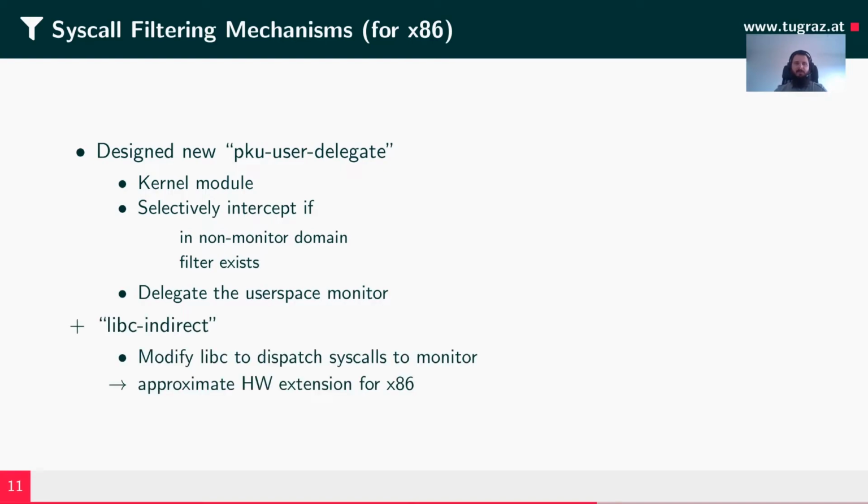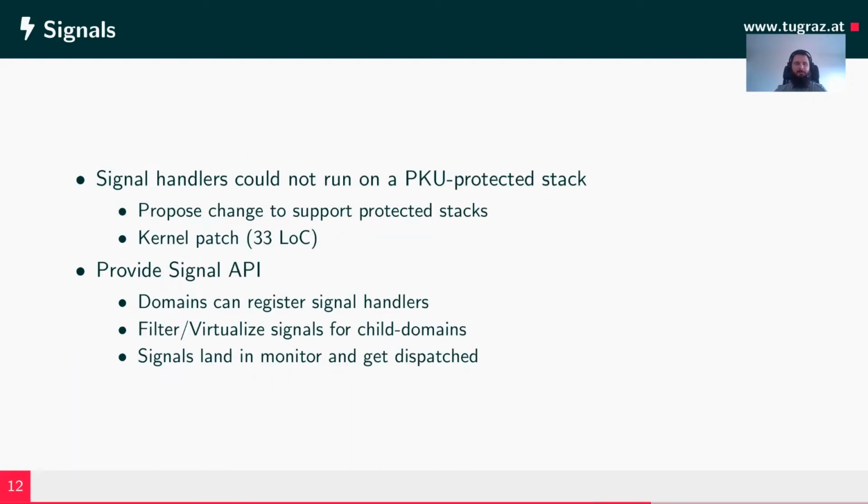So, we designed our own mechanism and implemented it as a kernel module. We selectively intercept syscalls only if necessary and delegate them to the Userspace monitor. For evaluation purposes, we also added another mechanism where we modified the libc to dispatch syscalls to the monitor. This approximates the performance of Donkey's hardware extension for x86.